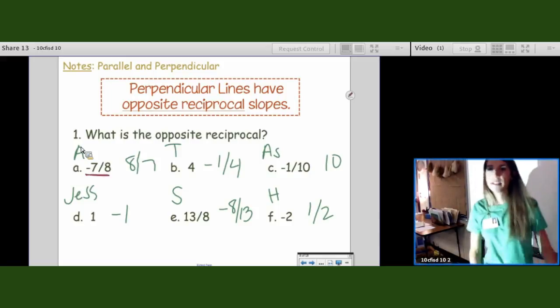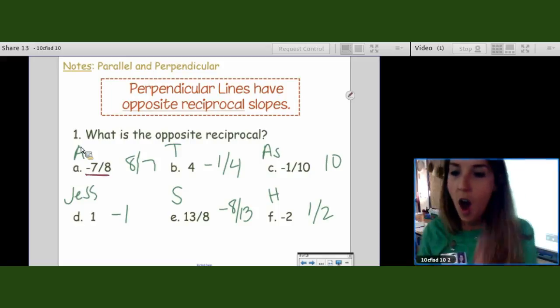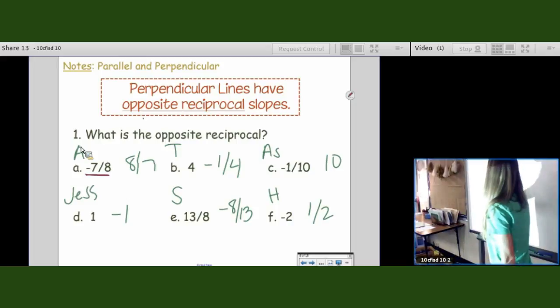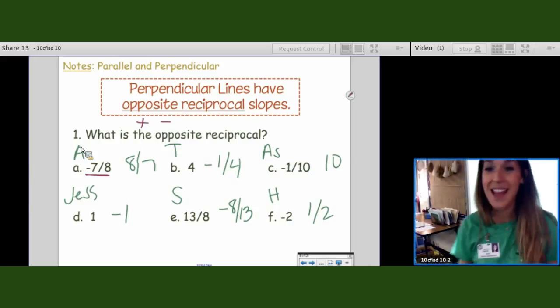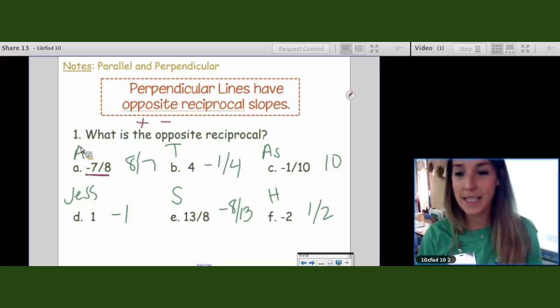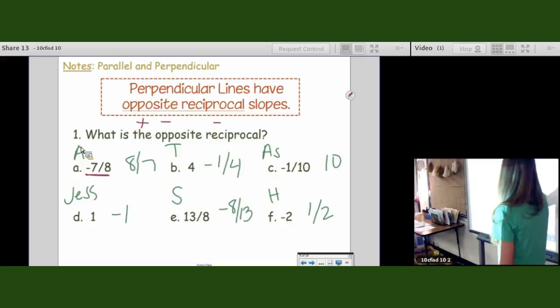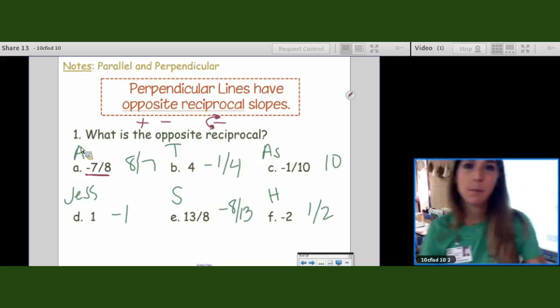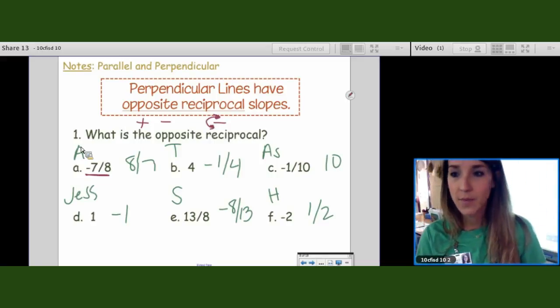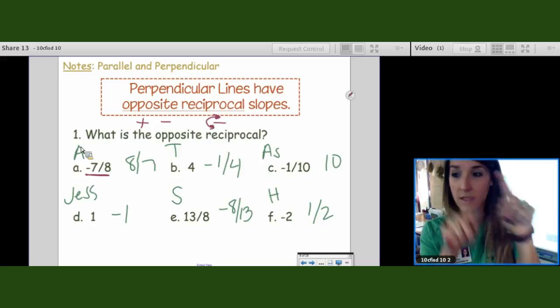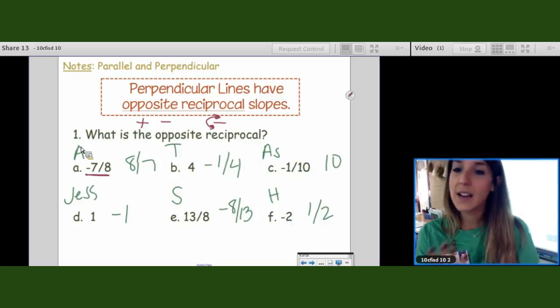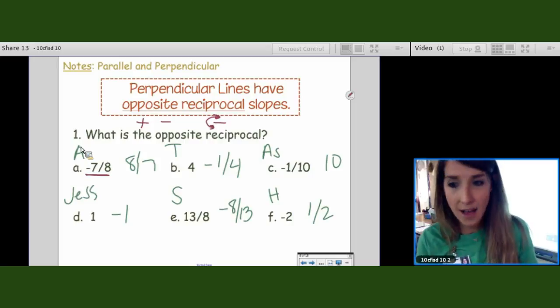So remember, opposite reciprocal means 2 things. Opposite means if it's positive, make it negative, and if it's negative, make it positive. Opposite means switch the signs. Reciprocal means flip the fraction. So negative 7/8, you flip it, you get 8/7. You change the sign, you get positive. Check.